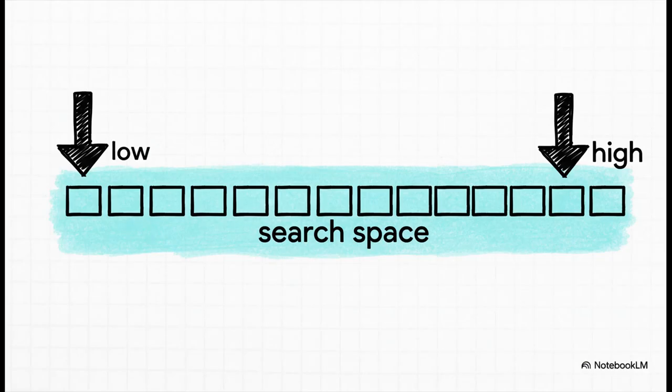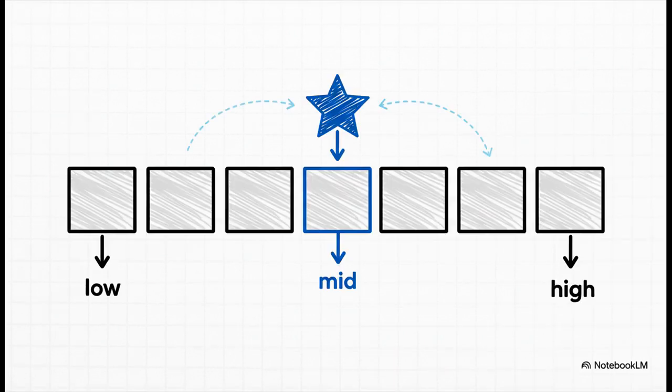Okay, first things first, we have to define our search space. We do this with 2 pointers, which we usually call low and high. We stick low at the very beginning of the array and high at the very end. The answer we're looking for is somewhere between them. Step 1 is easy. We just find the element that's sitting smack in the middle of our low and high pointers. This mid element is our pivot point. It's where we're going to make our big decision.